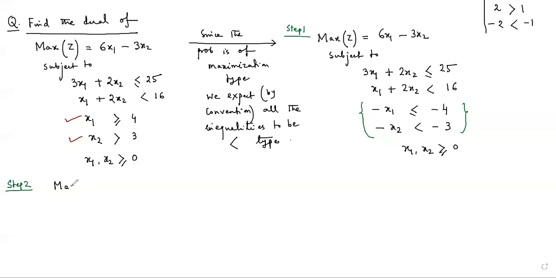So we write max z equals 6, -3. This is the matrix, and the vector is x1, x2. Okay, subject to 3x1. So the coefficients are 3, 2, 1, 2, -1, 0, because x2 is not present, and 0, -1.